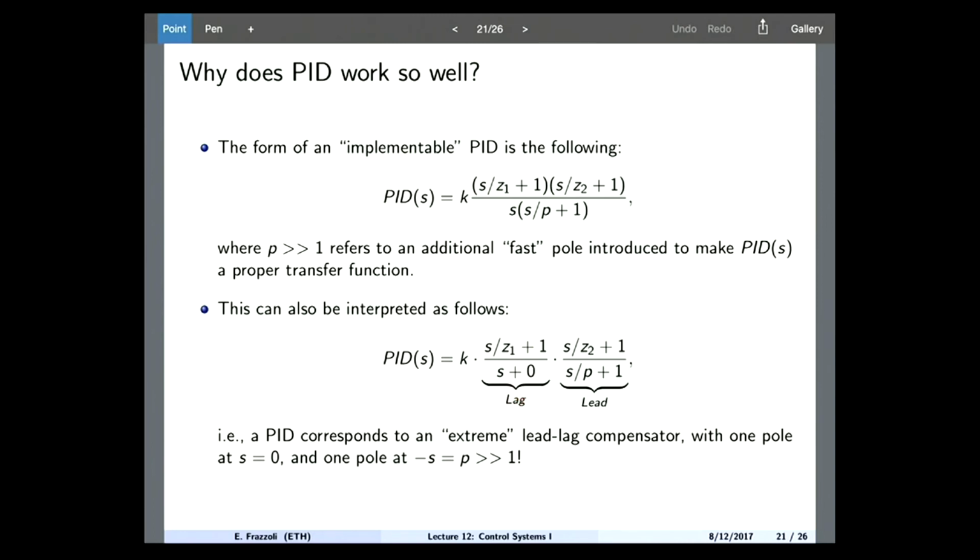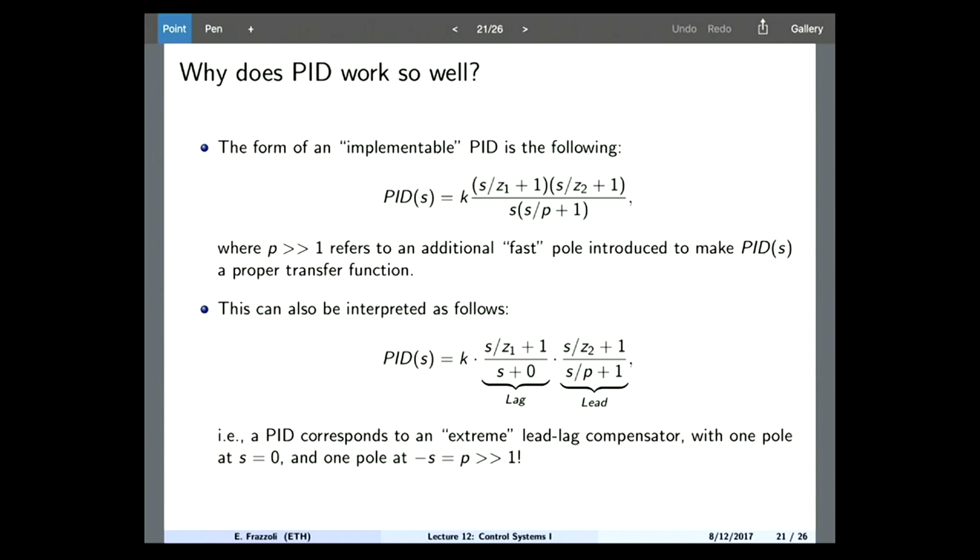So the pole occurs first. And then you have these other terms where now I have a zero, and I have a very high frequency pole, and this is a lead. Okay? So you see that the PID is actually something that can be thought of as a lead-lag compensator. A lead-lag compensator is something more sophisticated, a little bit more general, but includes the PID as a special case. So these are not two different things.